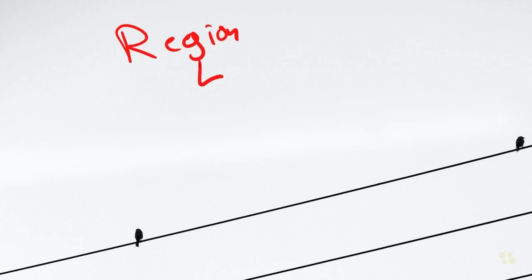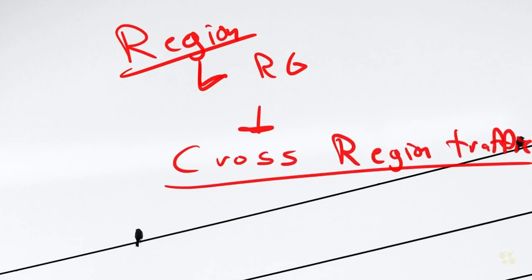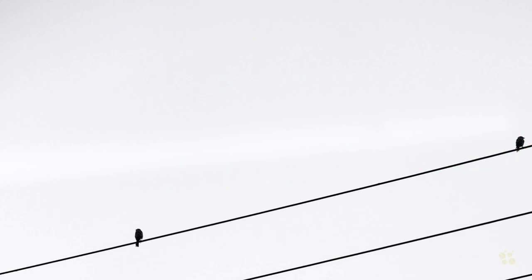So you need to pay attention to region when you put an RG out there, because we want to make sure that cross-region traffic is kept to a minimum. Why? Because that's the same thing as downloading, and downloading from Azure is an expense. That's a bandwidth charge.